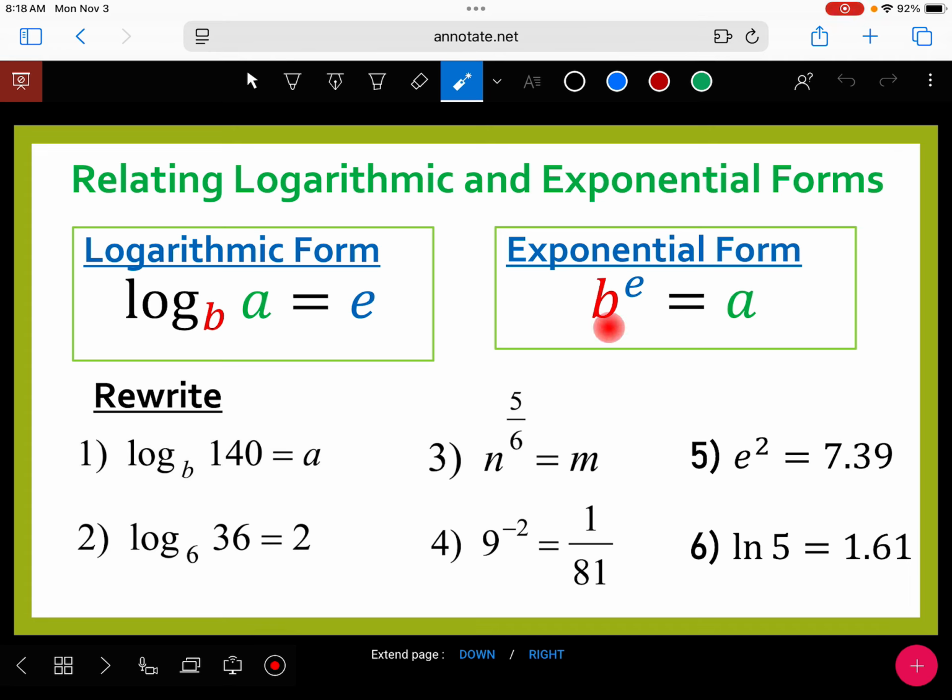So we're used to seeing this: B to the power of E equals A. Now, in this example, what do you think B stands for? The base, good. I'm going to write that down just in case. Obviously, E is what? Exponent. And what do you think A is? Answer. Thank you.